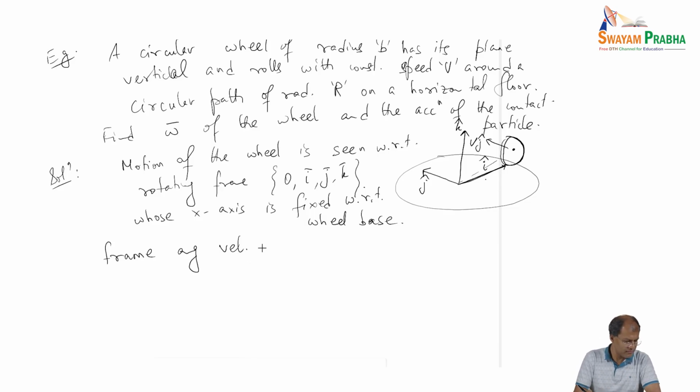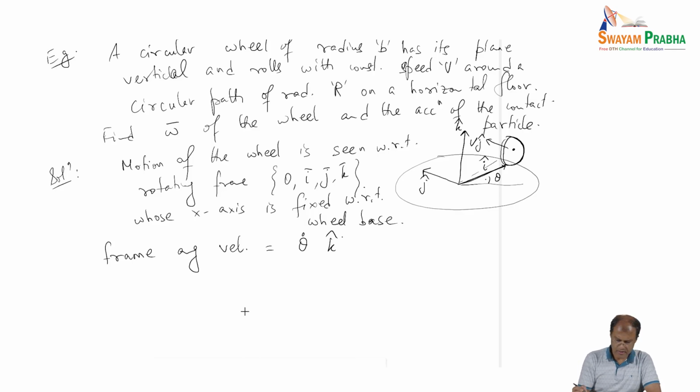So this is going to be theta dot k hat, right? The frame itself is rotating with the wheel, so its angular velocity is pointed in the direction of k hat, which is perpendicular to the plane of the floor, and theta dot is this angle that the wheel is changing, the angular displacement of the wheel on the floor with respect to the horizontal x-axis, right? So theta dot k hat.